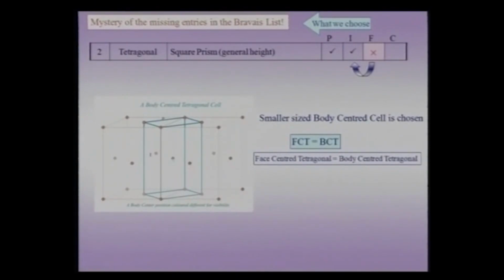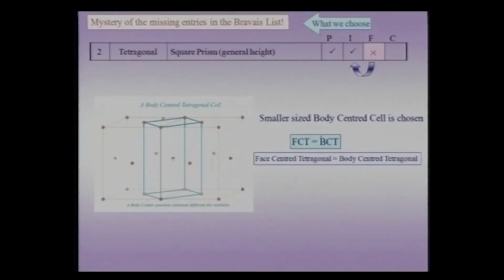Now, for such a face centered tetragonal lattice, I can go ahead and make an alternate choice of a unit cell, which like before happens to be this blue outline, and you can see that this blue outline has one point in the center, at the body center. That means that I can make an alternate choice of a unit cell for the face centered tetragonal case, and therefore that alternate choice is a body centered tetragonal lattice.